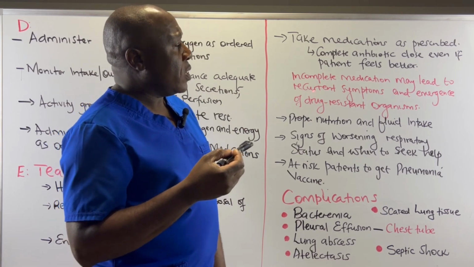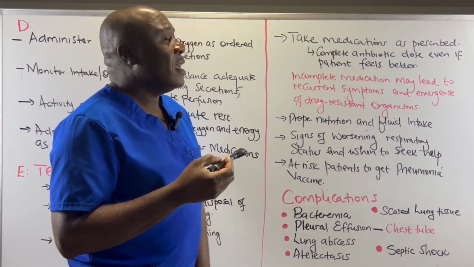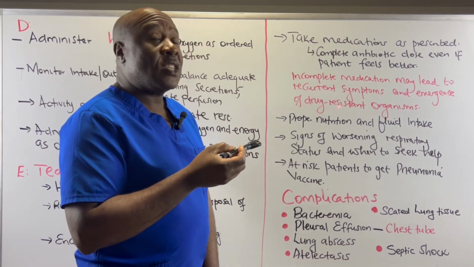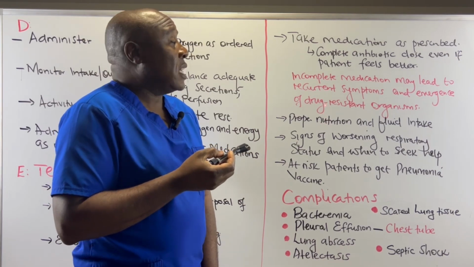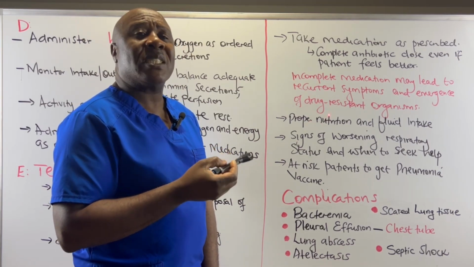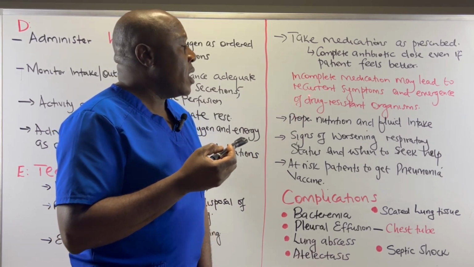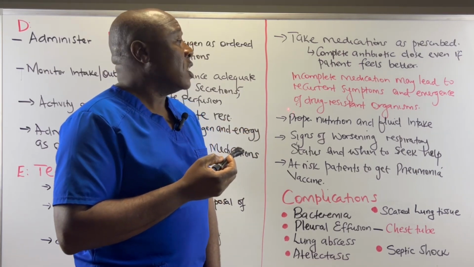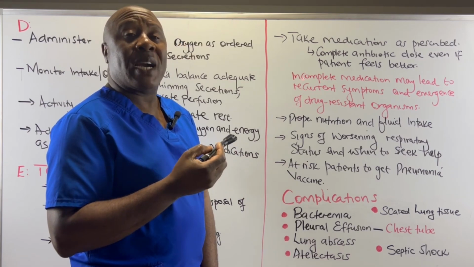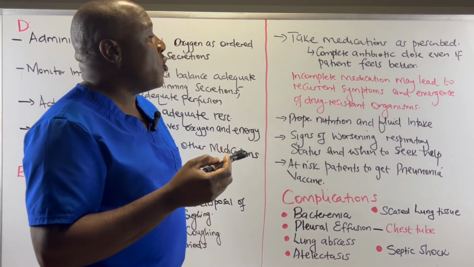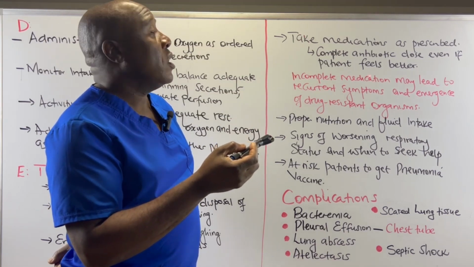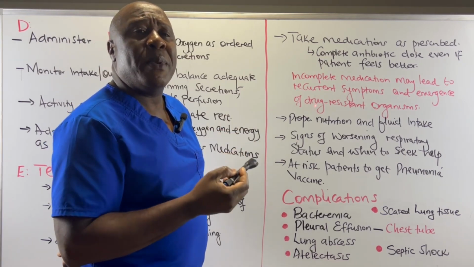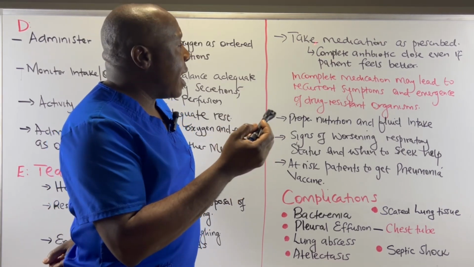Number two, incomplete medication will result in the emergence of drug-resistant organisms. Drug-resistant organisms are very difficult to treat because just from their name, they resist the drugs. The drugs cannot eliminate them. And when we have drug-resistant organisms, it makes these conditions even more serious. So incomplete medication will lead to the recurrence of the symptoms and also the emergence of drug-resistant organisms. So it is very important you teach these patients and their families the importance of taking medication. Teach the families to help their patient take the medication as prescribed.